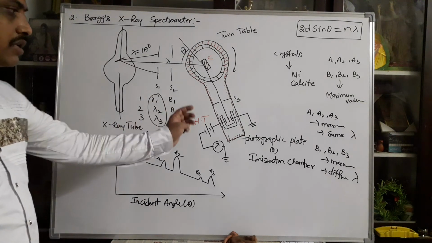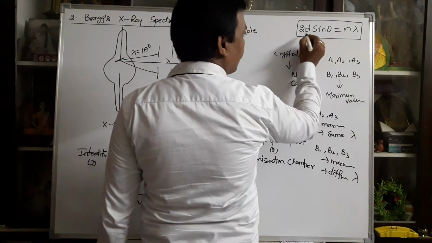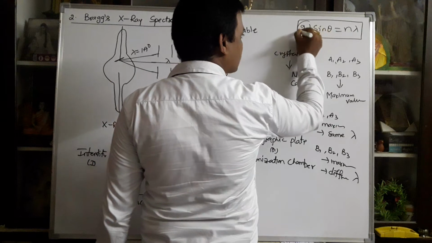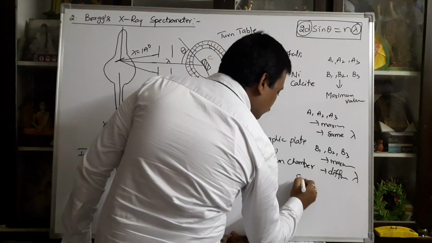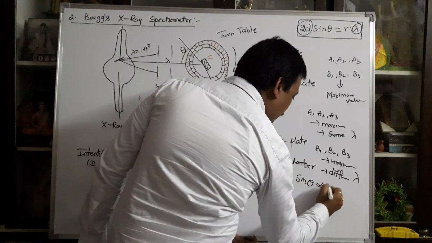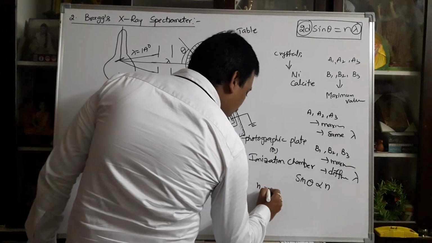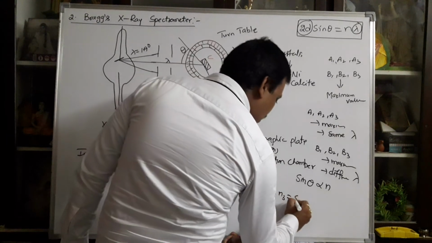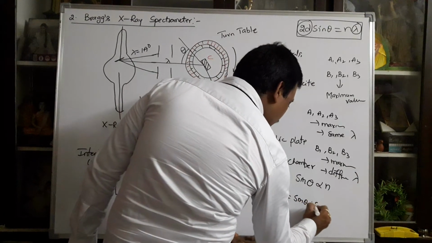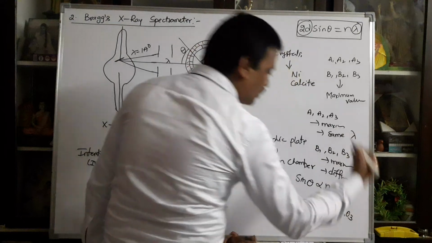Based on this condition, Bragg's condition is 2d sin theta equals n lambda. d is the distance between the planes, so 2d is constant. Lambda is also the same, so sin theta is always proportional to n. Then the ratio of the orders n1 to n2 to n3 can be taken as sin theta 1 to sin theta 2 to sin theta 3.